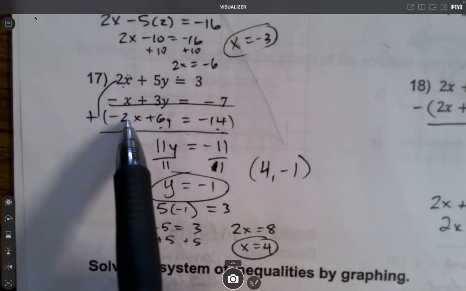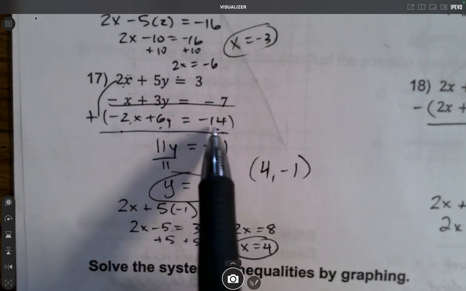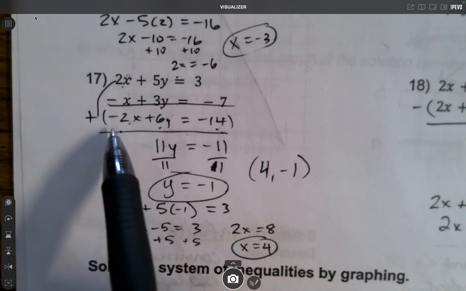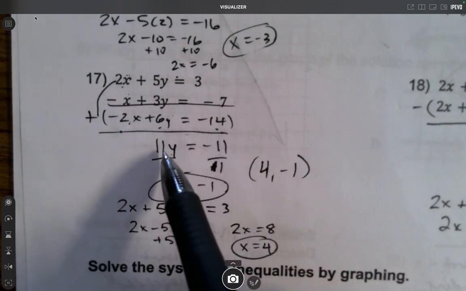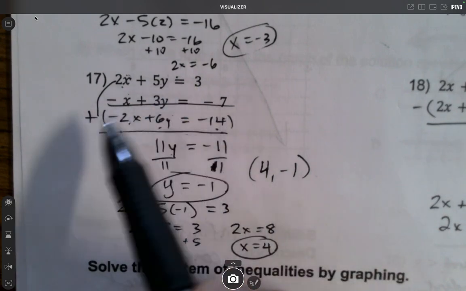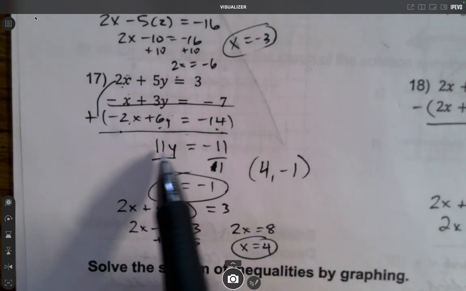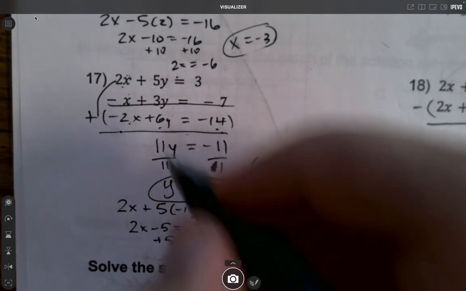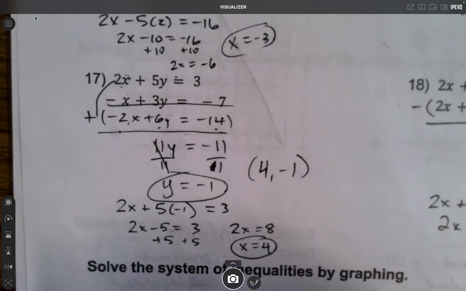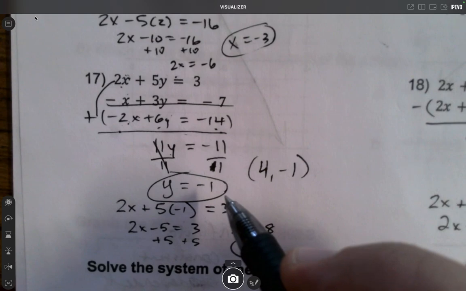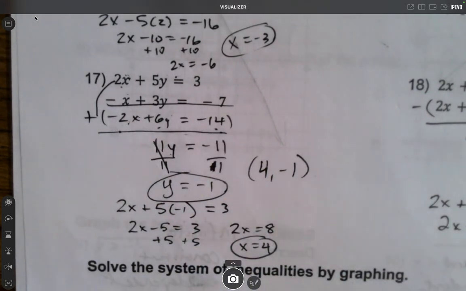So since they're different signs, 2x and negative 2x, I'll add this top equation to this bottom equation. 2x plus negative 2x cancels out, makes it 0. 5y plus 6y is 11y. 3 plus negative 14 is negative 11. Then to get rid of the 11 with the y, you divide both sides by 11, cancels it out. Negative 11 divided by 11 is negative 1. You can then plug negative 1 back in for one of the y's and solve for x and get 4.